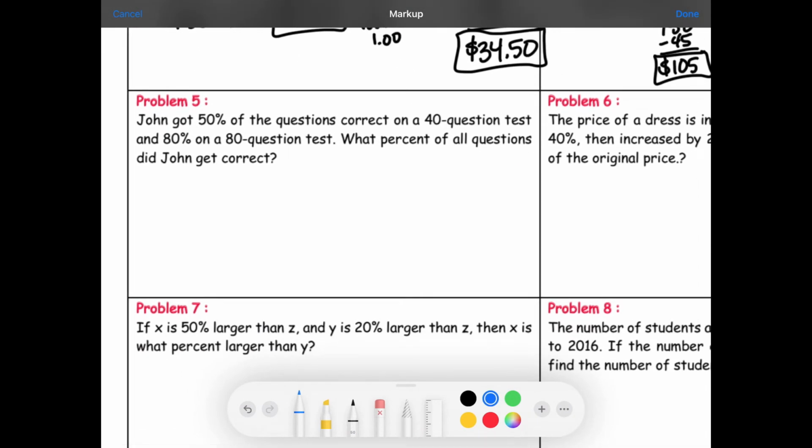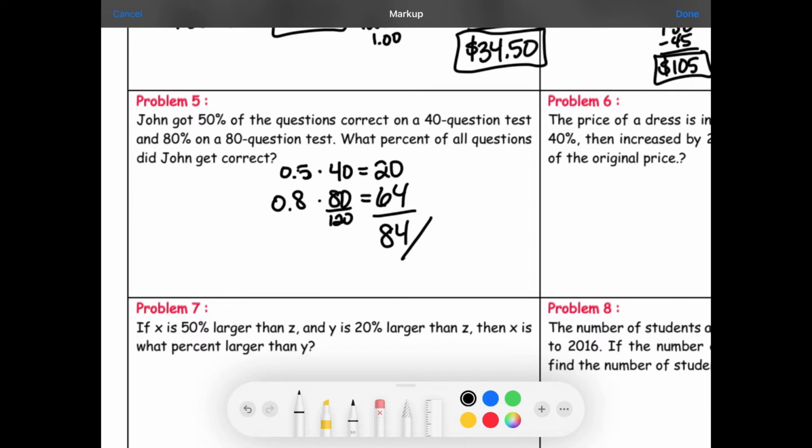John got 50% of the questions correct on a 40-question test, 80% on an 80-question test. What percent of all questions? So 50% of 40 questions, 0.5 times 40, you got 20 out of the 40 questions. 80%, 0.8 times 80 would be 64 questions. So altogether, 84 questions correct, but out of how many questions? Well, there was a 40 question and 80 question test. So they got 84 out of the 120 questions correct.